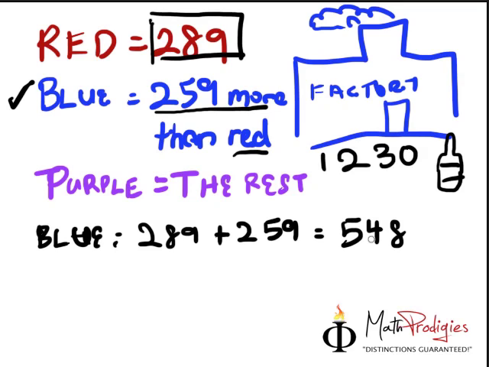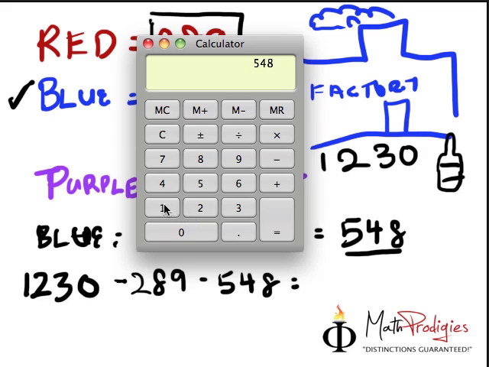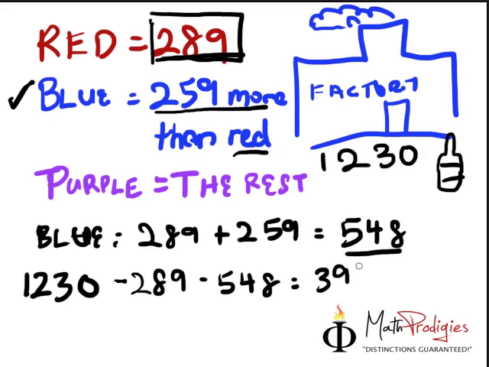Now, the next part of the question says the rest are purple. So that means everything else is purple. So if there are 289 red and 548 blue, how many purple are there? If you said 1230 minus blue and red, you are right. Very good job, okay? So 1230 minus 289 minus 548 gives you 393. So that is the number of purple bottles.